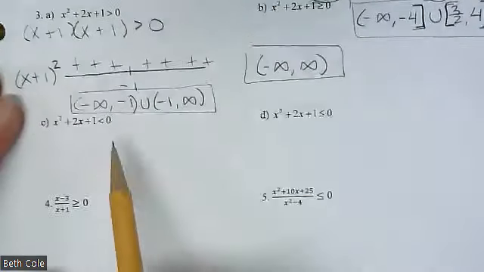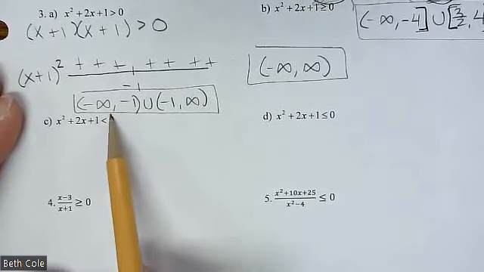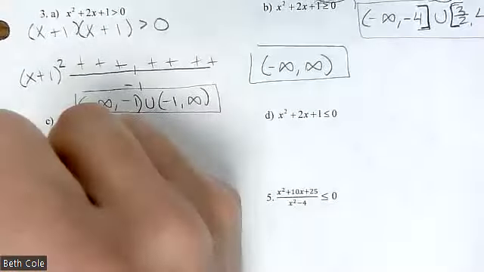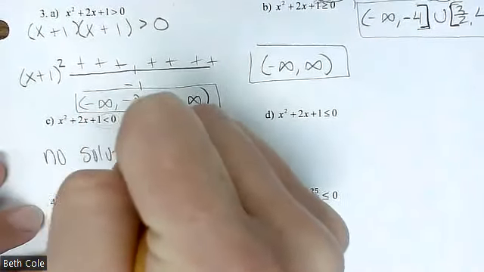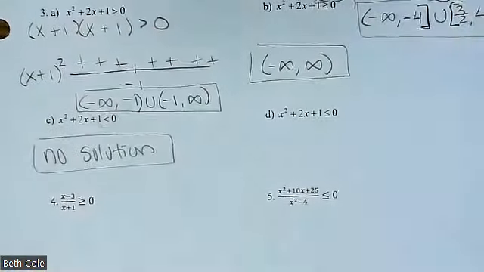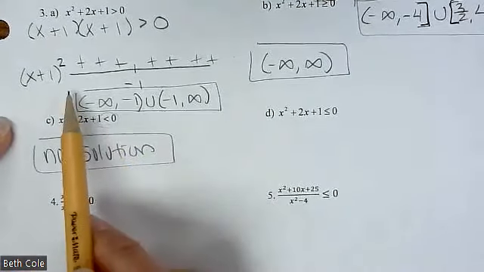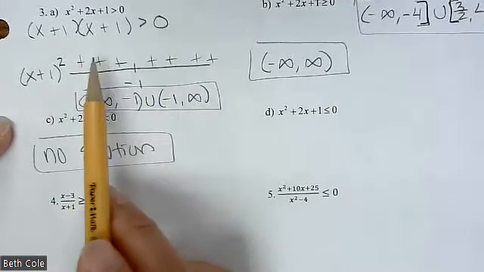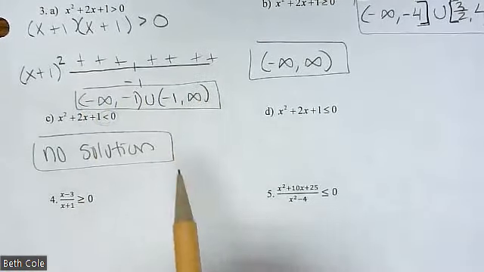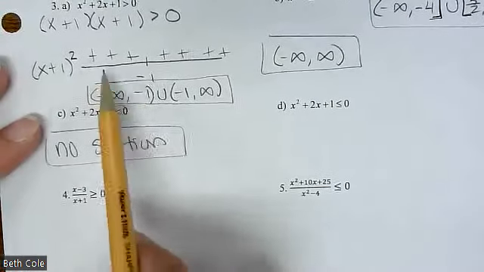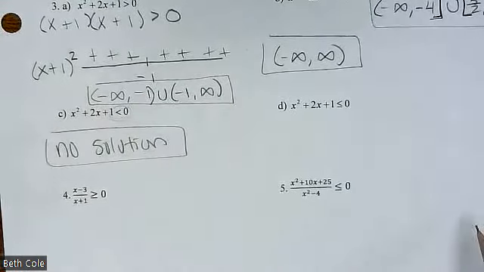All right. This one says what? Less than 0. Where is this? Nowhere. Perfect. Well, that would be where it's negative. Where is it negative? Yeah, less than 0 means negative. We don't have any negatives, so nowhere.